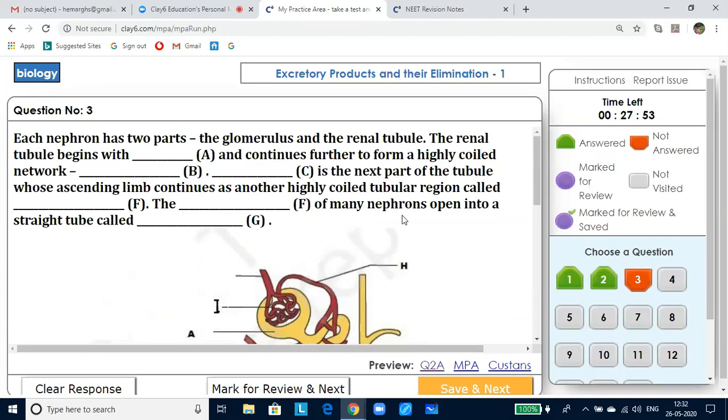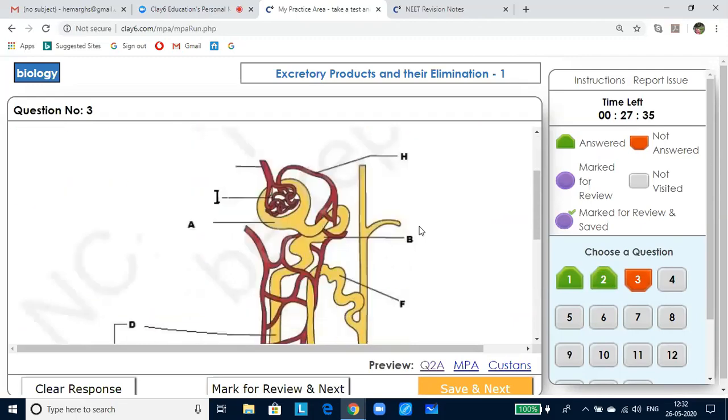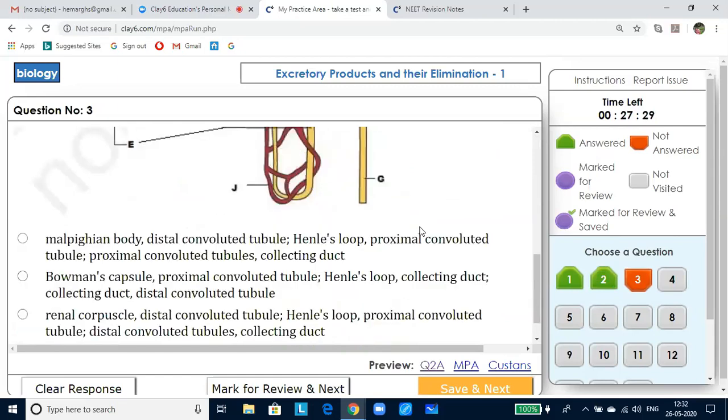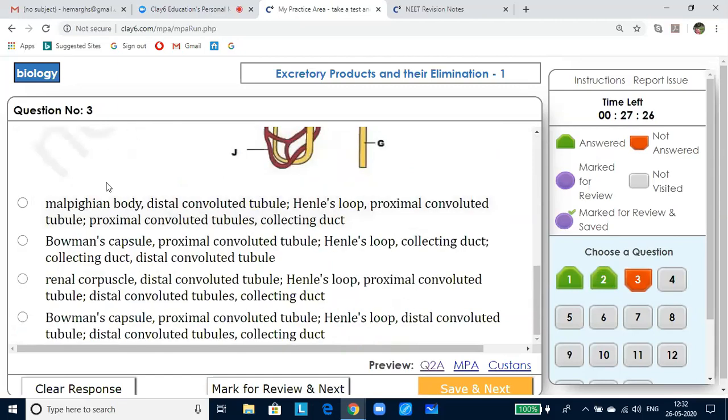Each nephron has two parts, the glomerulus and the renal tubule. The renal tubule begins with that and continues further to form a highly coiled network, B. C is the next part of the tubule whose ascending limb continues as highly coiled tubular region called dash. The F of many nephrons open into a straight tube called dash. So if you look at it, it is very clear. It is Bowman's capsule, proximal convoluted tubule, Henle's loop, distal convoluted tubule, and the collecting ducts.